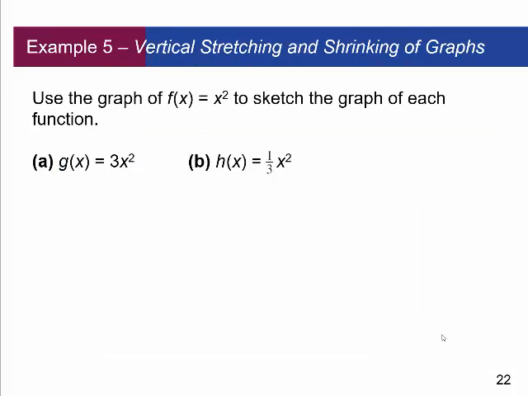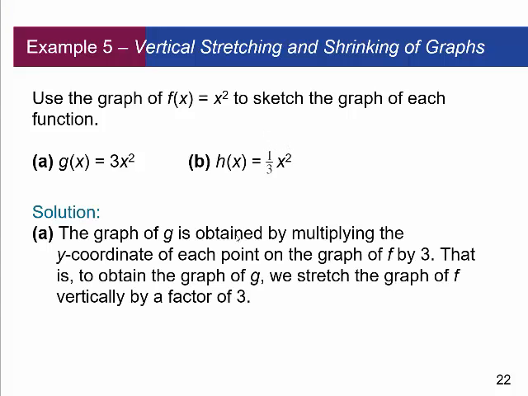All right, so let's use the graph of f of x is equal to x squared to stretch the graph of each function. I have g of x is equal to 3 times x squared, and then I have this other one, h of x is 1/3 times x squared. Notice that the value c in front of the x squared here is greater than 1, so this is going to get stretched. Here the value of c is between 0 and 1, so this is going to get shrunk. For the first one, the graph of g is obtained by multiplying the y-coordinate of each point on the graph of f by 3. That is, to obtain the graph of g, we stretch the graph of f vertically by a factor of 3.